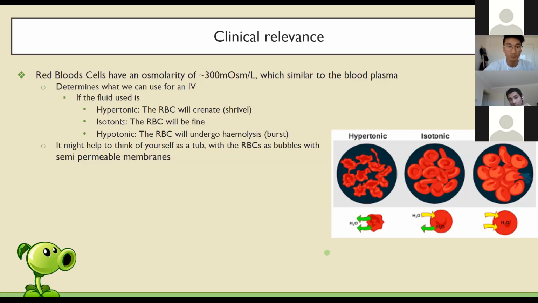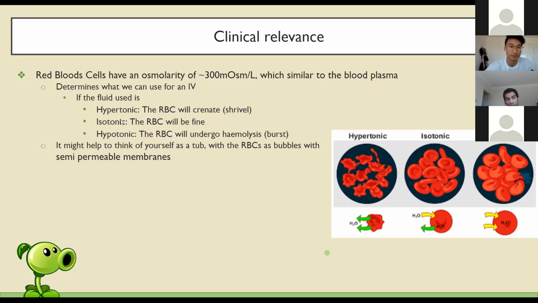Hypotonic means that the surrounding bloodstream is relatively low in ions. So the water rushes into the red blood cell in order to equalize the concentration, and because so much water rushes in, the red blood cell can't keep up. It doesn't have enough of the lipid bilayer to contain everything, so it bursts, and you get hemolysis.